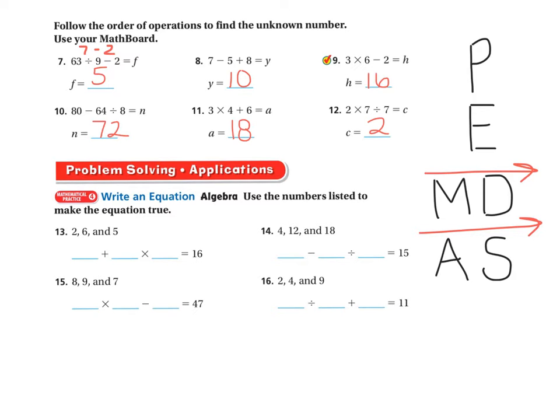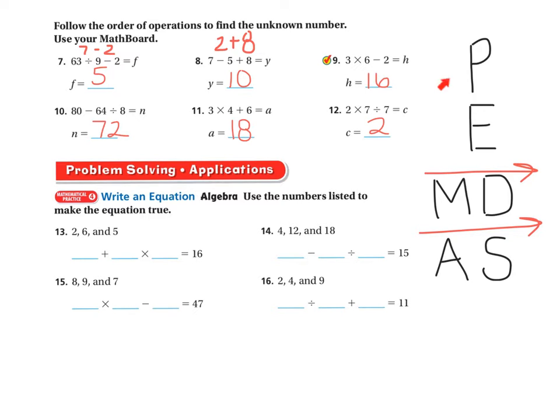Number 8. I do not see any parentheses. I do not see any exponents. I do not see multiplication or division. However, I do see addition and subtraction. Remember, addition and subtraction I do in order from left to right. So here, I'm going to do subtraction first. 7 minus 5 is 2. The rest of my problem is plus 8. 2 plus 8 is 10.